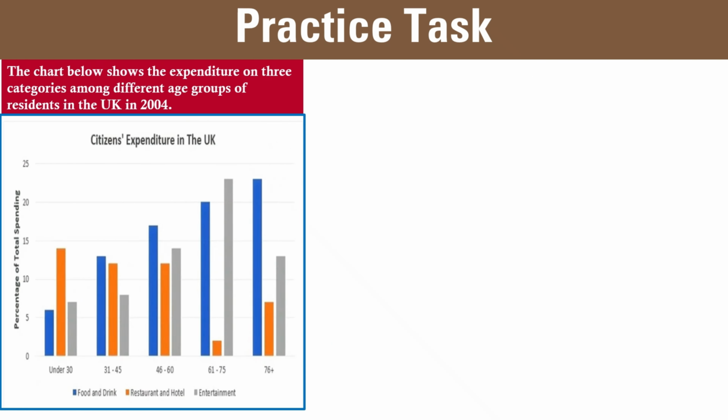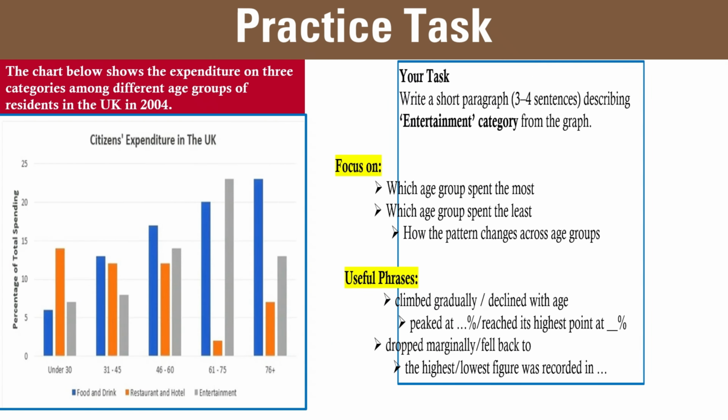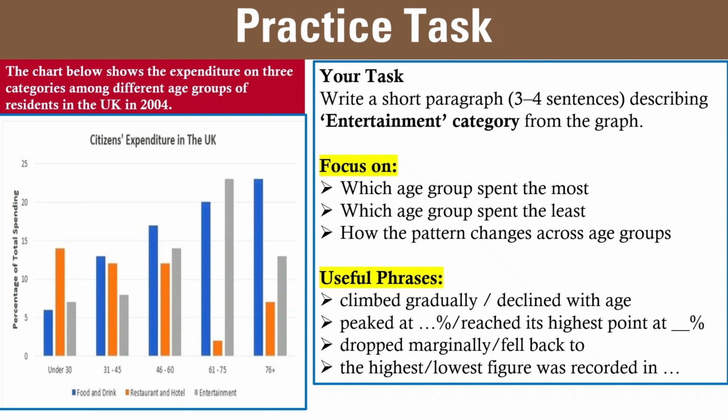Now it's your turn. Already we have seen the description of two categories. Choose the entertainment category from this graph and write a short paragraph of about 3 to 4 sentences. Remember to include the highest and lowest age groups and describe how the spending changes across the age groups. Use the phrases on the slide to help you. Pause the video, write your paragraph, and then compare it with the model given on the next slide.